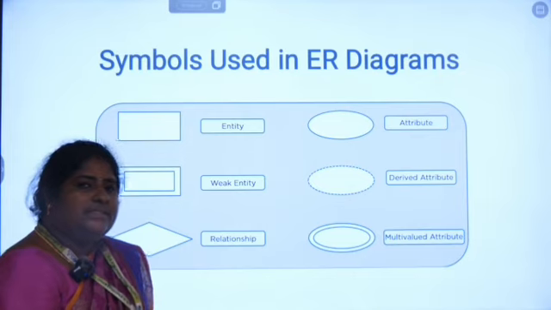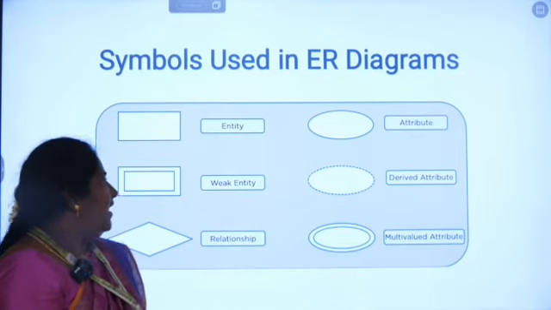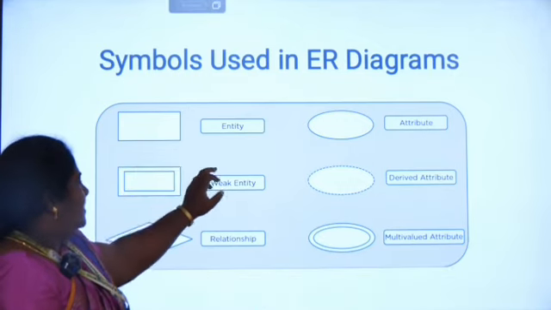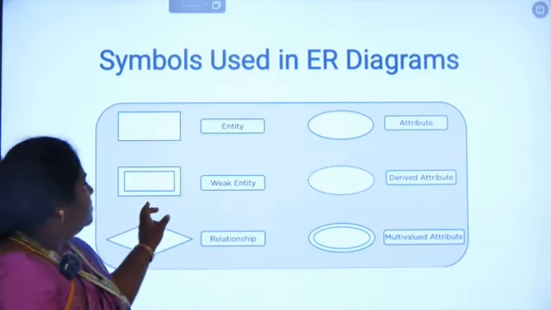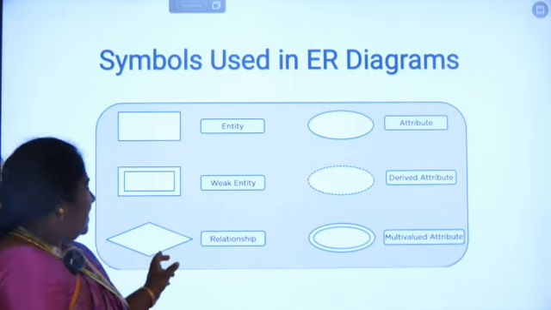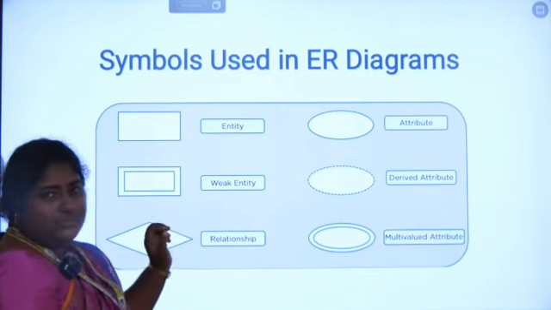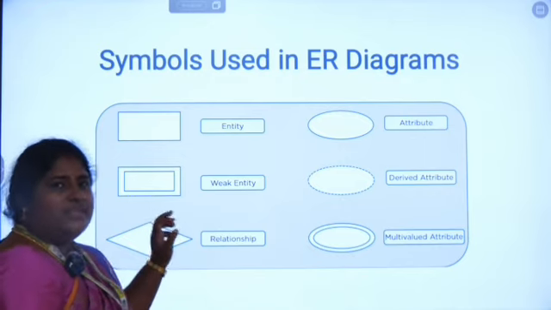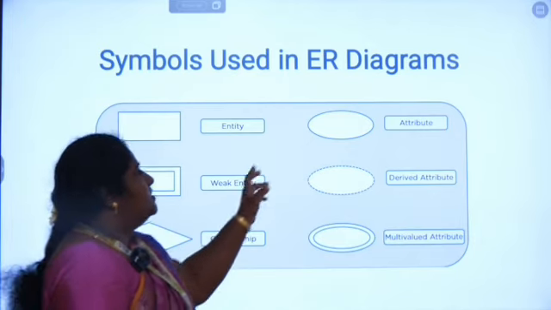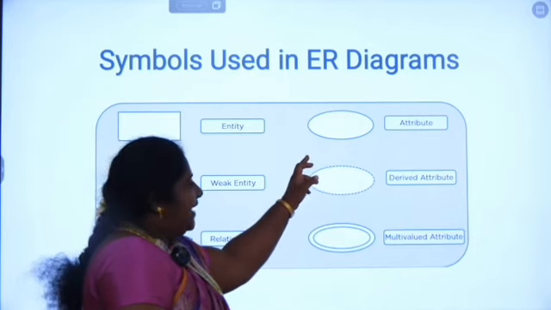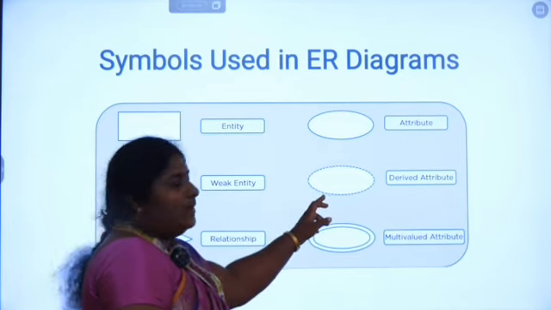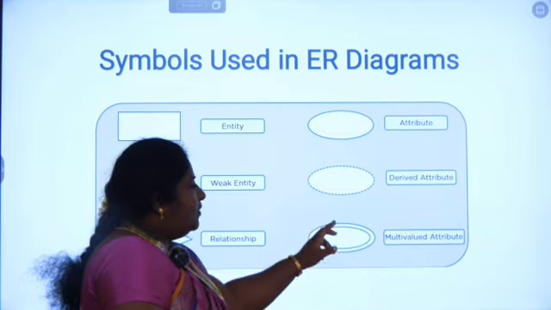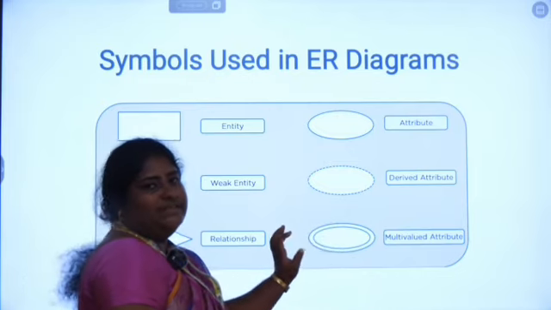These are all certain symbols that we use in the ER diagram. You use a rectangle to point out the entity and a double rectangle to specify the weak entity. A diamond is used to specify the relationship. A double diamond is called a weak relationship that exists between two entities. An attribute is represented by an ellipse symbol. A derived attribute is represented by a dashed ellipse, and a multi-valued attribute is specified with the help of a double ellipse.